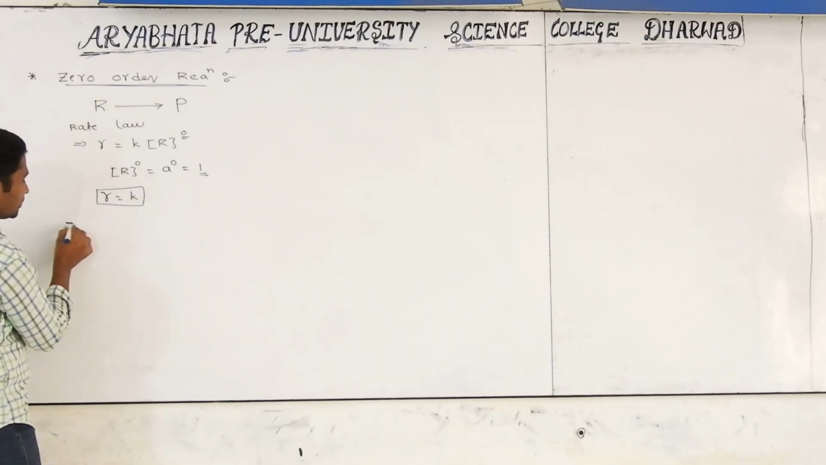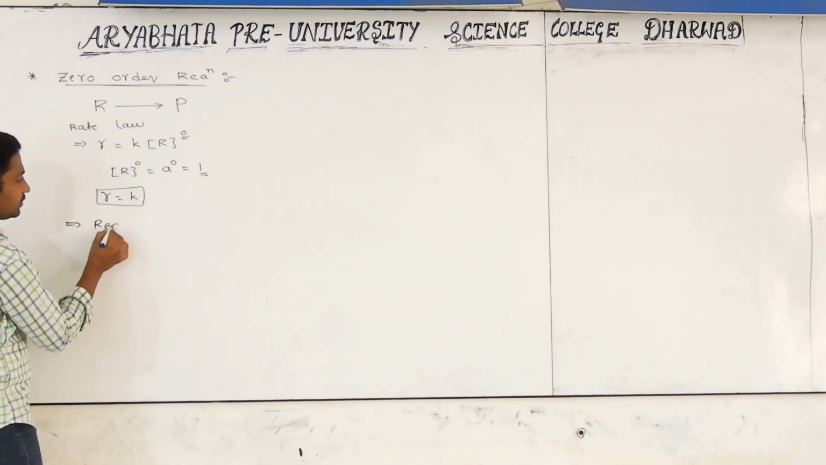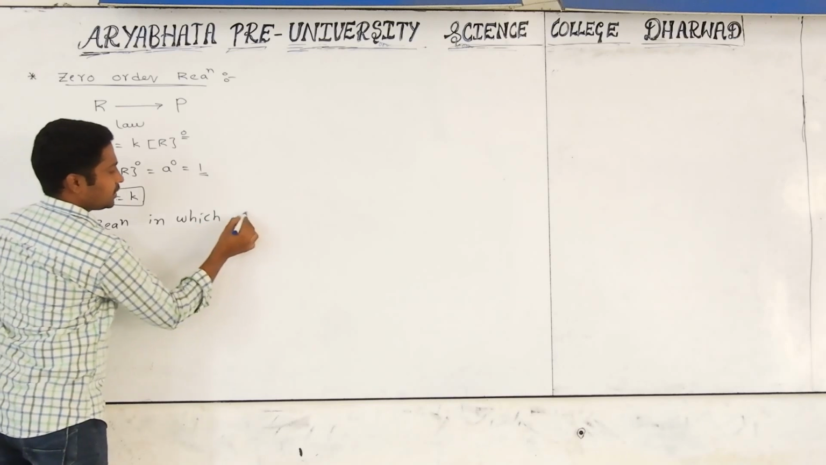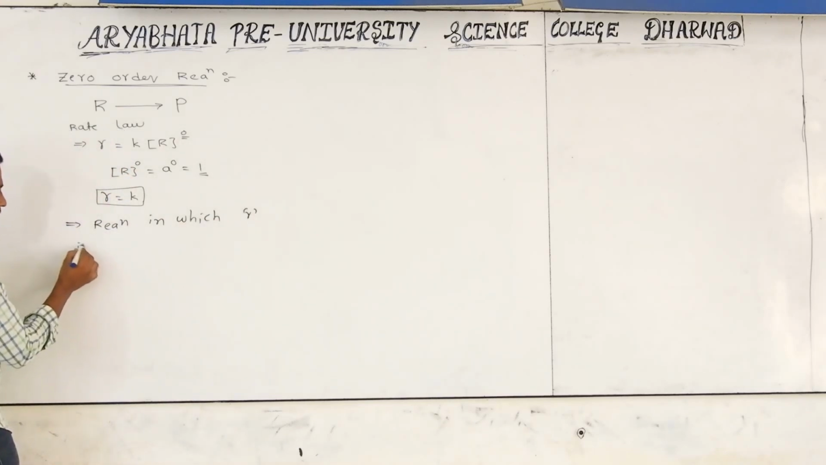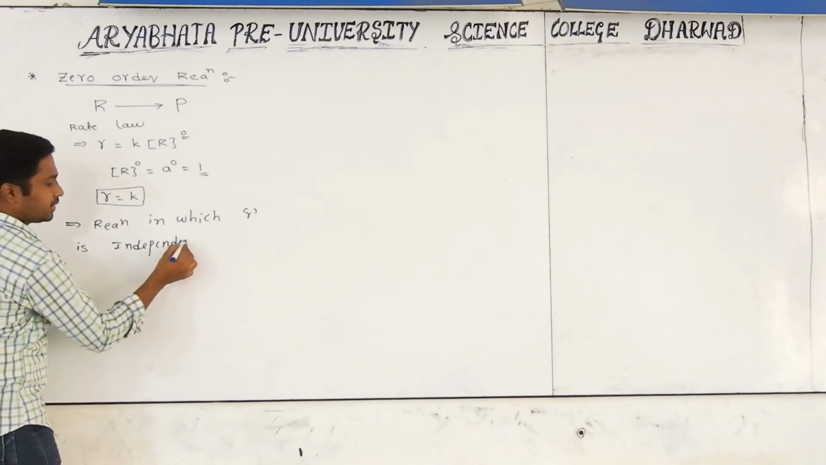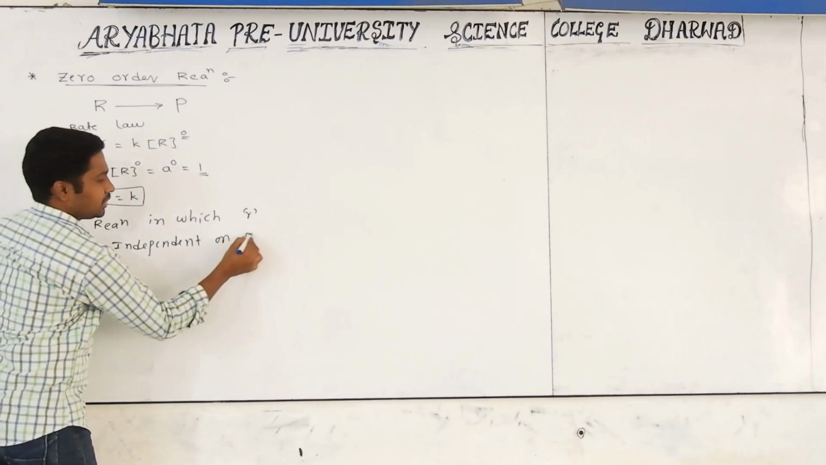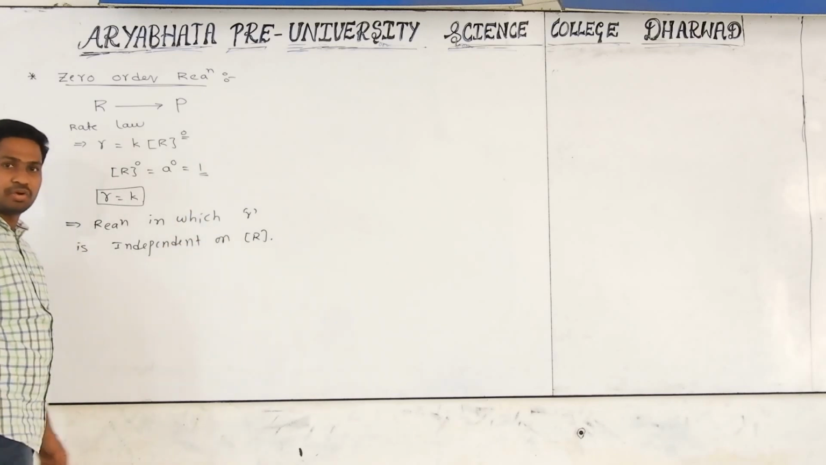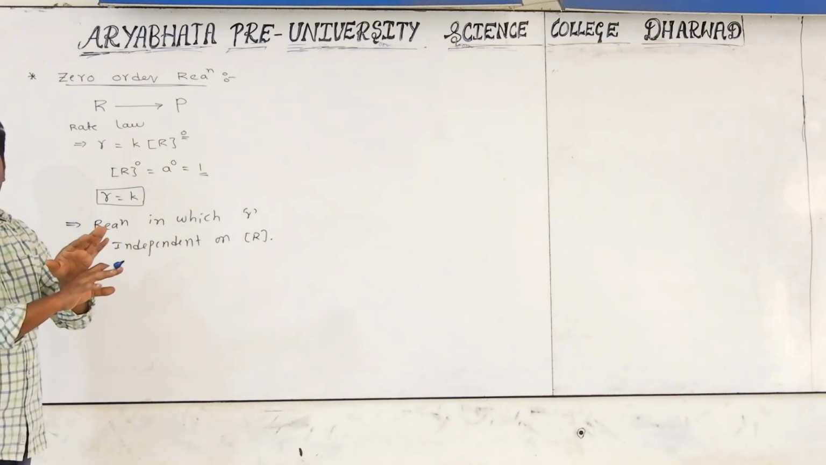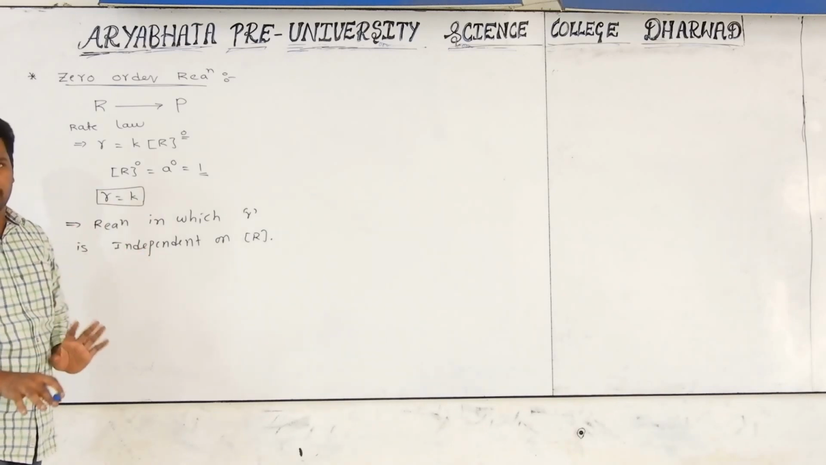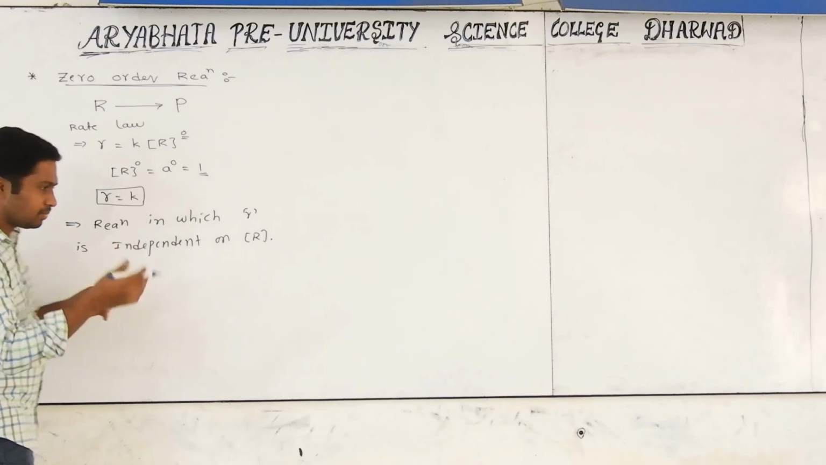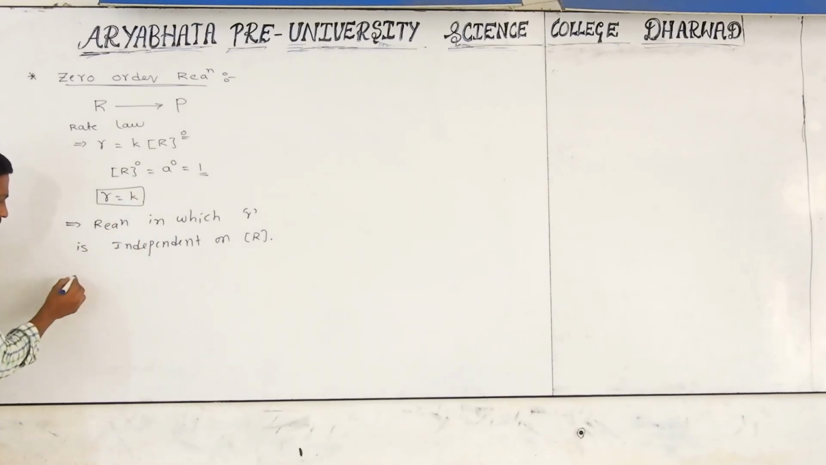A zero order reaction means a reaction in which the rate of reaction is independent of the concentration of the reactant. The speed of the reaction does not depend upon the concentration of the reactant. Yesterday I gave some general examples, but now let us see some chemical equations.